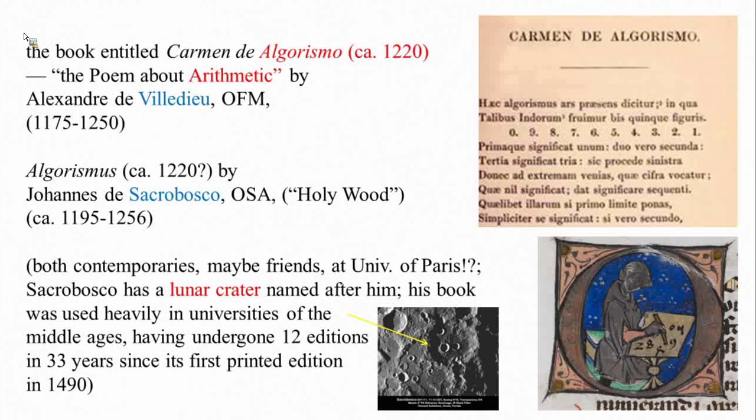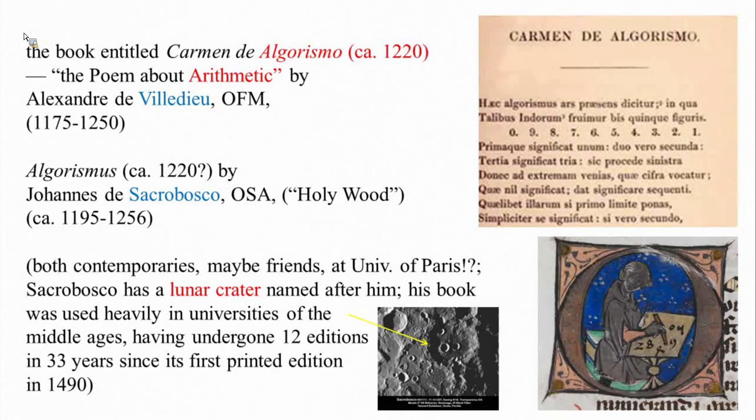So remember, until 1490, scribes wrote books with a pen, right? And then the printing press comes into existence, bang, books get printed. Well, imagine having undergone 12 editions in 33 years. I mean, even today, this is a feat. Right? But this book was so cool that, in fact, there weren't that many editions.